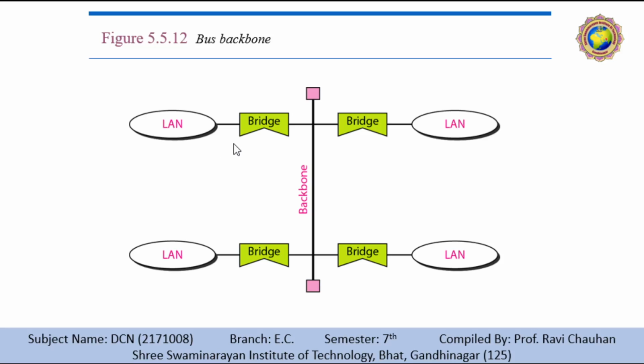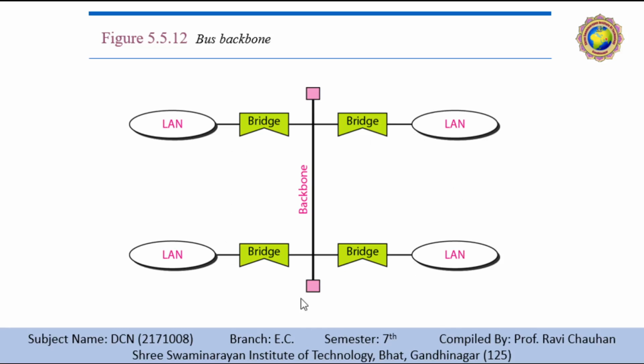Each building can comprise either a single LAN or another backbone, normally a star backbone. A good example of a bus backbone is one that connects single or multiple floor buildings on a campus. Each single floor building usually has a single LAN. Each multiple floor building has a backbone, usually a star, that connects each LAN on the floor. A bus backbone can interconnect these LANs and backbones.